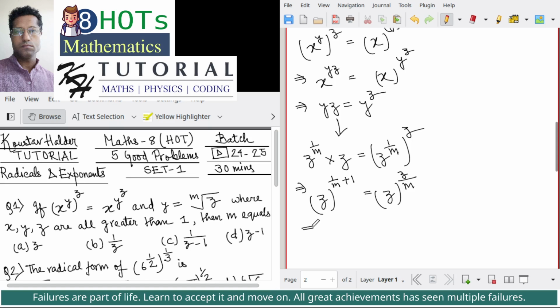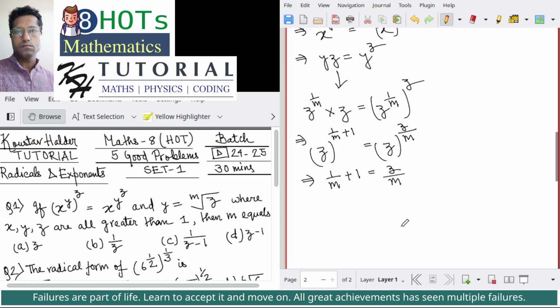So now if we equate the powers, we will get 1 by m plus 1 is equal to z by m. From here we have to solve for m. We have to find m in terms of z. So let's bring all the m terms to the right hand side. We see m is in the denominator. We get 1 is equal to z by m minus 1 by m.